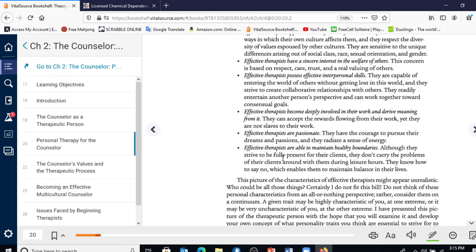Effective therapists are able to maintain healthy boundaries. We'll talk about this in the ethics presentation that will be forthcoming here before too long. But our clients, and I want to emphasize this, our clients are not the ones who are expected to set boundaries in the counseling relationship. We are. And we're the ones who are charged with setting those boundaries and maintaining those boundaries. And it's extremely important for us to do that.